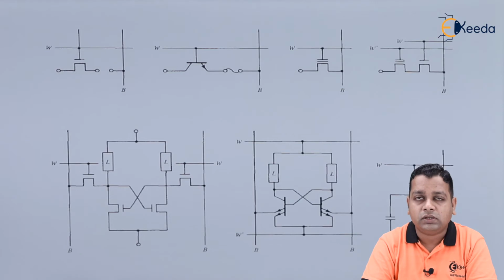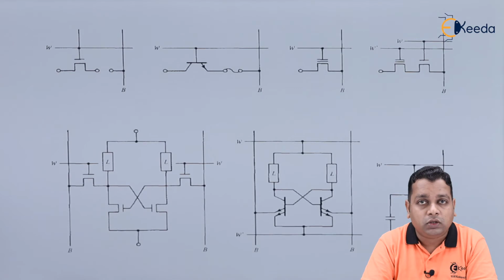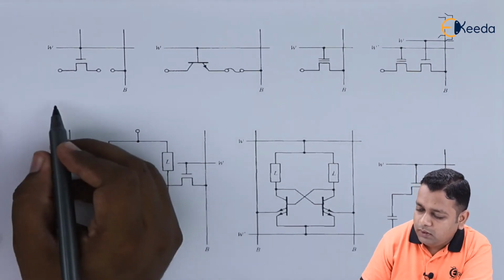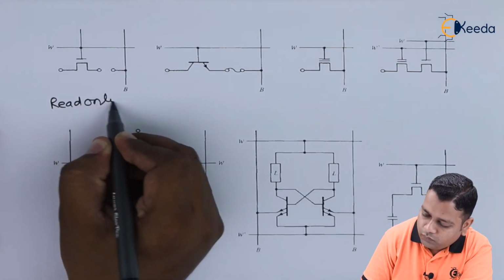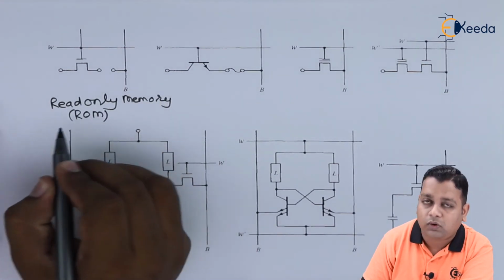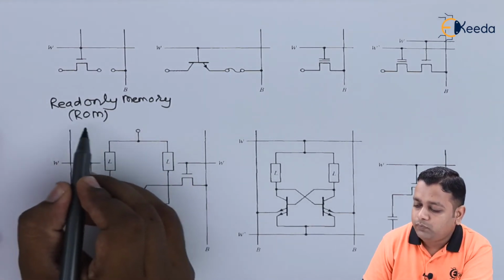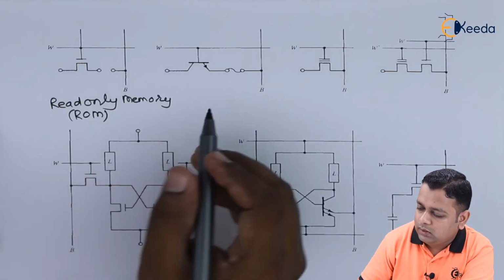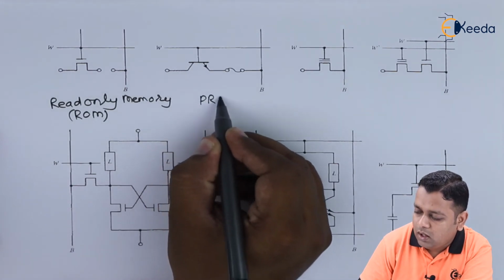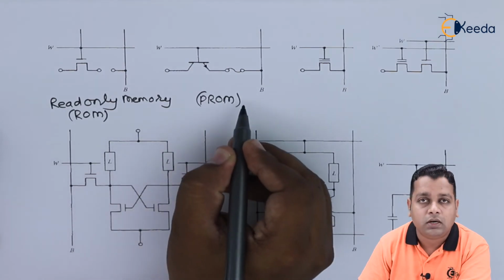So far we have seen the brief introduction to the various types of MOS transistors. Now we shall be giving simple circuitries with respect to the use of these MOS transistors and the memories available today. Here we have the first circuitry, a representation of the read-only memory. The read-only memory is abbreviated as ROM. After the ROM, an extension is available called programmable read-only memory, with the abbreviation capital PROM.